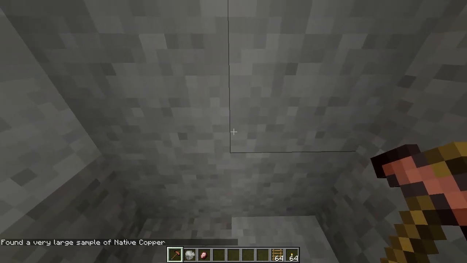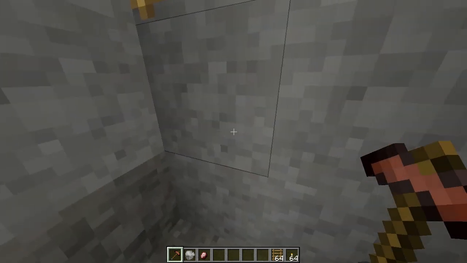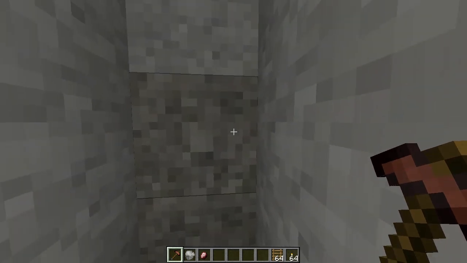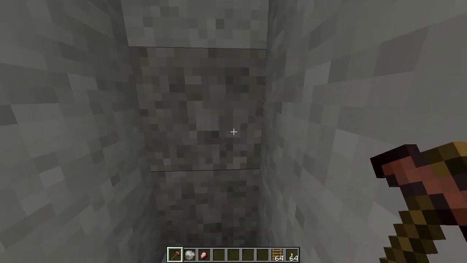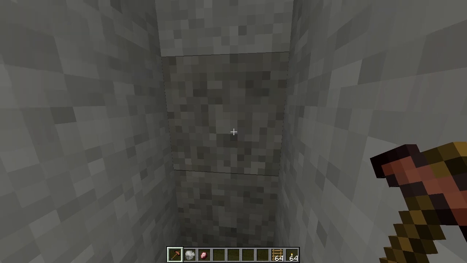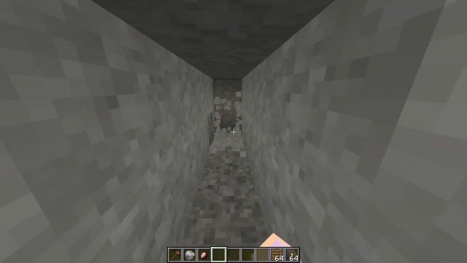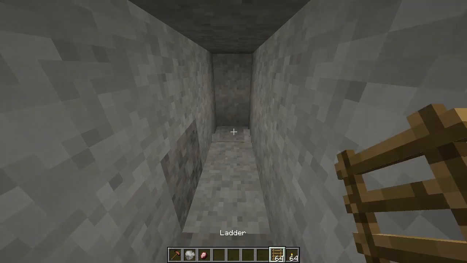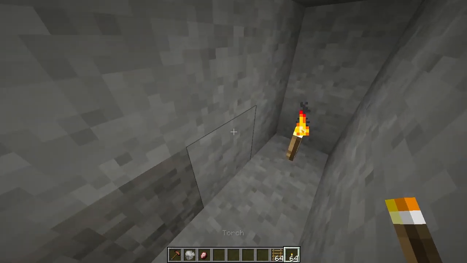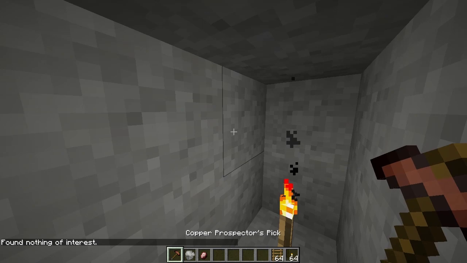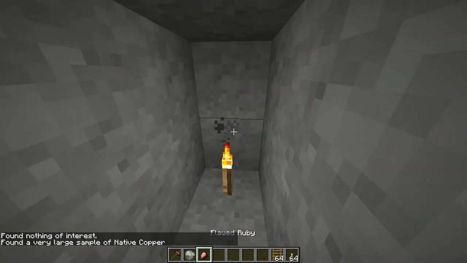The next thing that we're going to want to do is pick a single direction and dig a few blocks until that reading gets smaller. So let's start with north. I like to dig 6 blocks and place a torch so I know where I stopped mining and scan kind of around in the area. We're still at very large, so let's keep going.